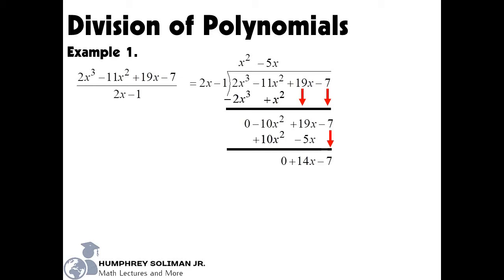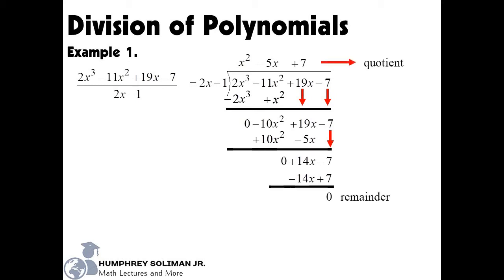We will repeat the process again. This time, we will divide 14x by 2x. This will be 7. Next, we will multiply 7 to 2x minus 1. This will be 14x minus 7. After that, we need to subtract 14x minus 7 from 14x minus 7. To do that, we need to change the signs and proceed to addition. This will give us 0.